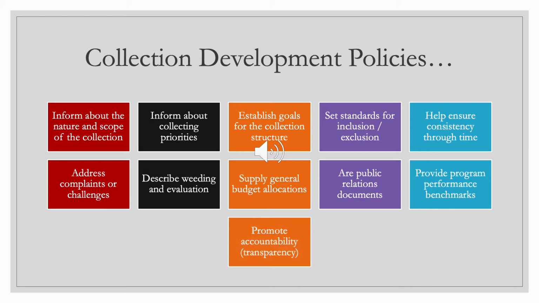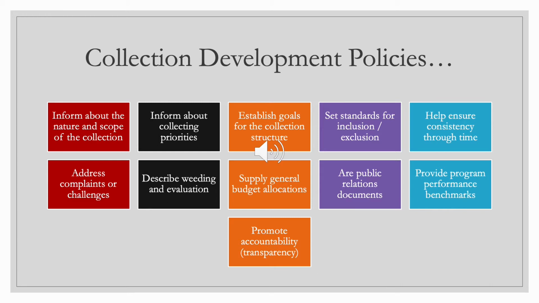Collection development policies have a lot of purposes. One thing they do is they inform about the nature and scope of the collection. Policies should inform about collecting priorities. So not only should we know about what a library is collecting, we should also get an idea about what is important to that library. Hopefully this will provide goals related to the collection and its structure, which could be related back to the vision or mission of the library.